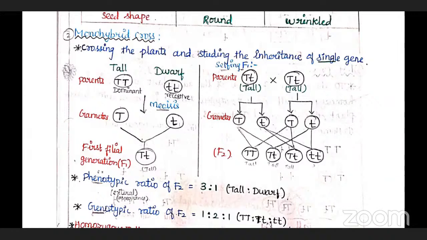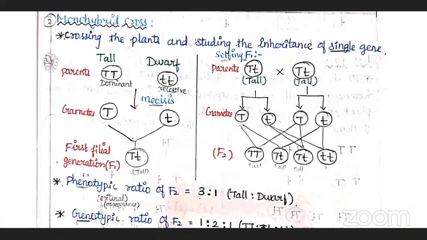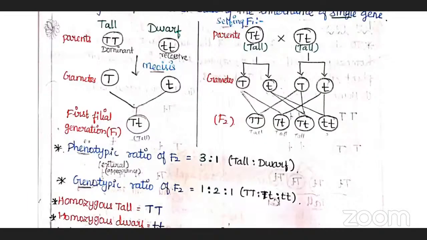In the F2 generation, what will happen? Again, the male is crossed with a female one. Capital T crossed with a female one, we get capital T and capital T. Small t crossed with capital T, we get capital T and small t. Again, capital T crossed with small t gives capital T and small t. Small t crossed with small t gives small t and small t. So at the end of the F2 generation, we get capital T capital T, capital T small t, capital T small t, and small t small t.